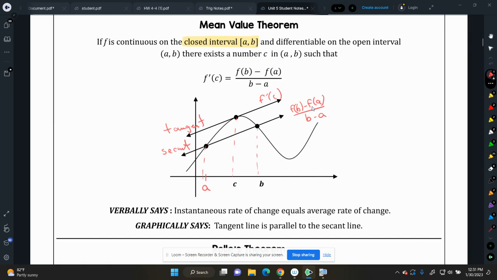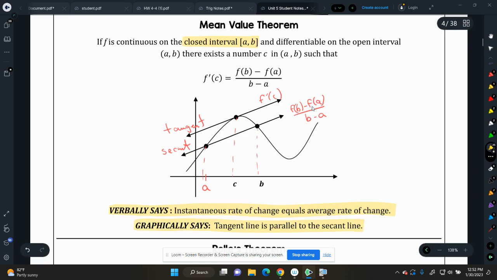Okay, I like this little summary down the bottom here. Verbally, the instantaneous rate of change equals the average rate of change on that interval. Graphically, the tangent line is parallel to the secant line. Okay. It's really cold in here right now, doesn't it? It feels good.